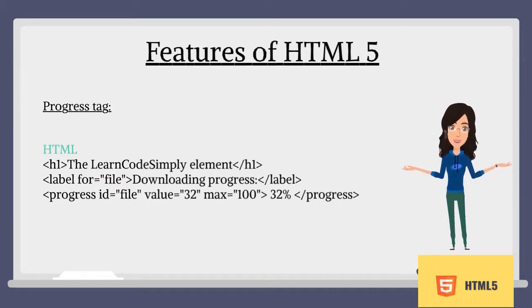The progress tag consists of two attributes, which are max and value. Max represents the total work to be done for completing a task, and value represents the amount of work already completed. The point to be noted here is that this tag is used in conjunction with JavaScript to display the progress of a task. It is not used for measuring purposes. You can see the example on the screen. This tag is supported by the browsers Google Chrome, Internet Explorer, Firefox, Opera, and Safari.